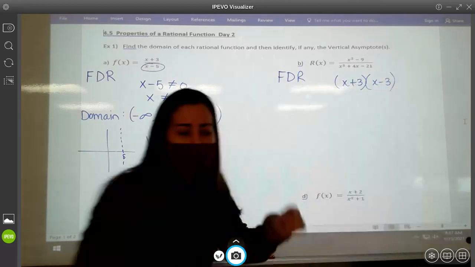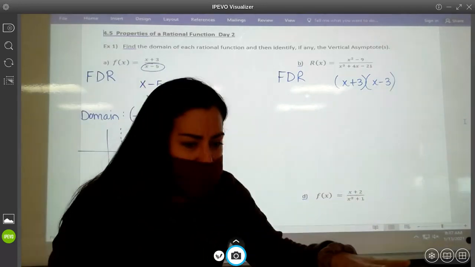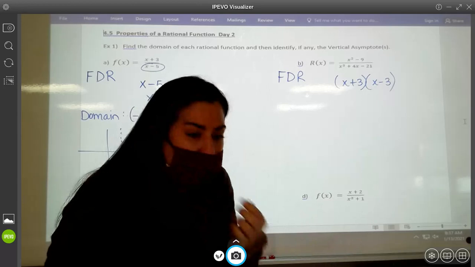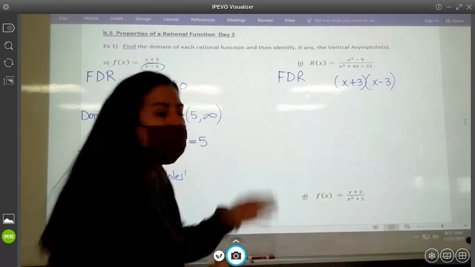Guys, I just want to give you a heads up on your homework. I think the sum or difference of 2 cubes makes a comeback. So you might want to make sure you know how to factor the difference of 2 cubes or the sum of 2 cubes. It's just a formula.